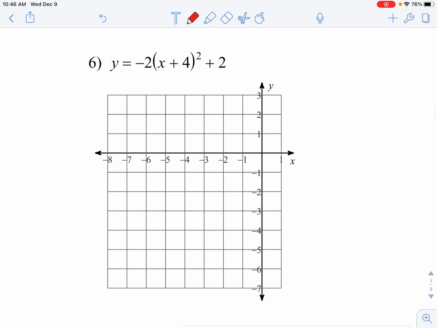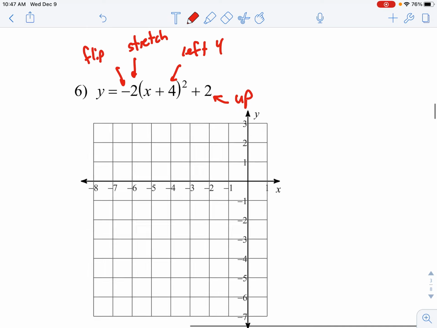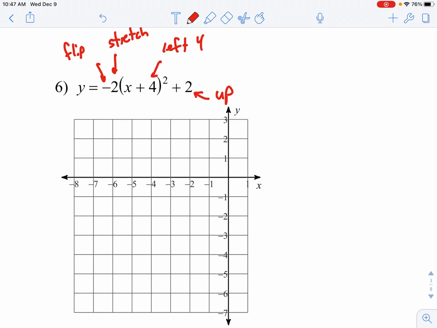All right, next one. This +4 is going to move our graph left 4 units. +2 is going to move it up 2 units. The negative is going to flip it over, and the 2 is going to stretch the graph out. So that might be a little complicated. Maybe not. Hopefully it'll be okay. Let me start with the basics, which is left 4 up 2. My vertex is right there.